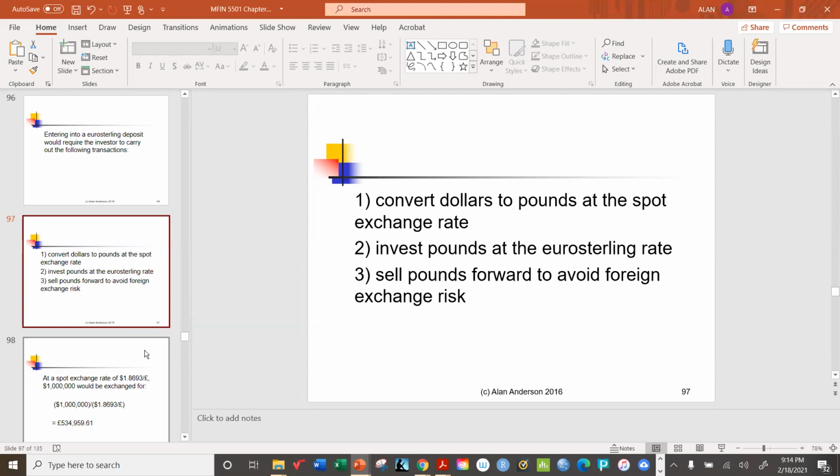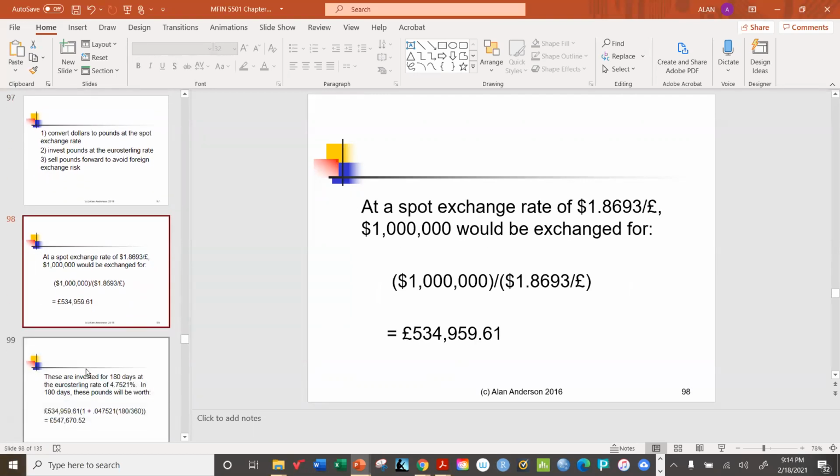Okay, so the first step would be to take my $1 million and convert them into pounds at the current spot exchange rate, which will get me, as you can see, $534,959 and 61 pence. Now that money is going to go into a euro sterling account, and I'm going to earn the UK rate of interest.